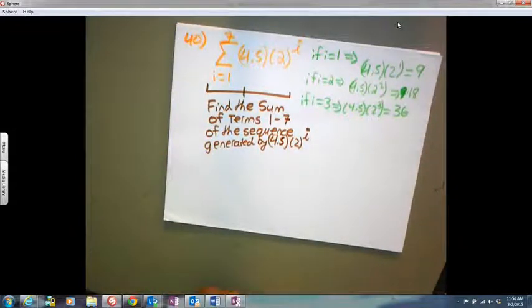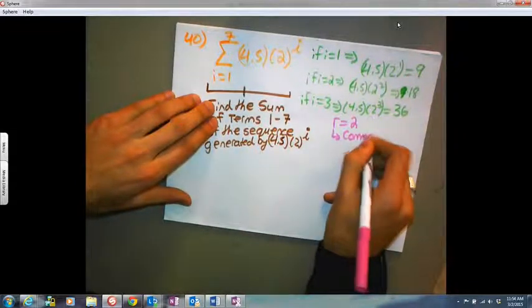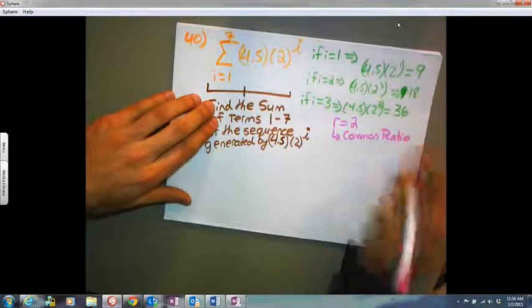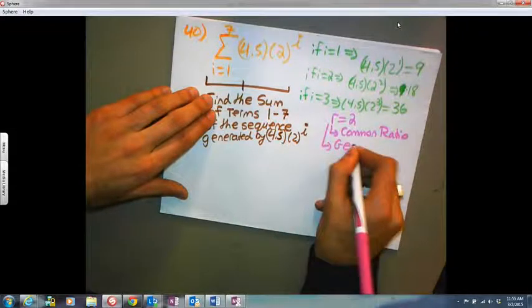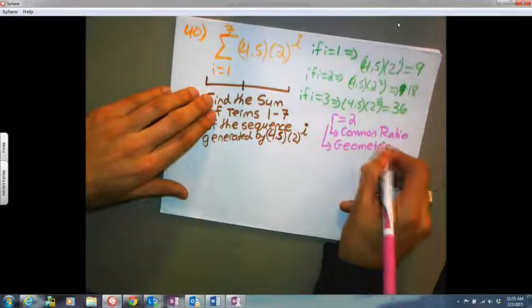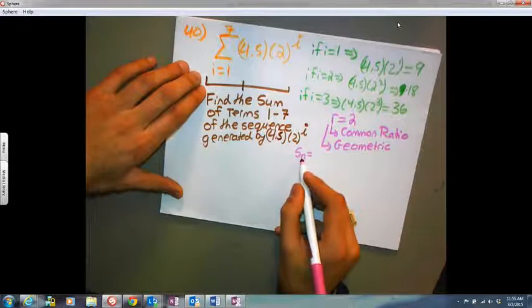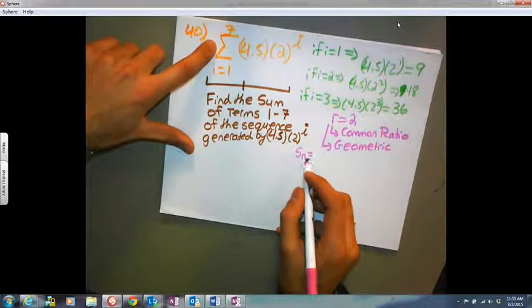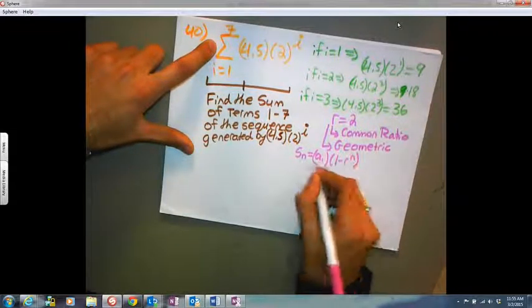What you're noticing here is that every time we go from one term to the next, we're simply multiplying by 2. So let's say r equals 2. And remember, r is just the common ratio. Anytime we talk about a common ratio, we're talking about a geometric sequence. And anytime we talk about geometric, we know we have the formula S sub n, and we want to use this formula because it's asking for a sum. S sub n equals a1 times 1 minus r to the n, all divided by 1 minus r.